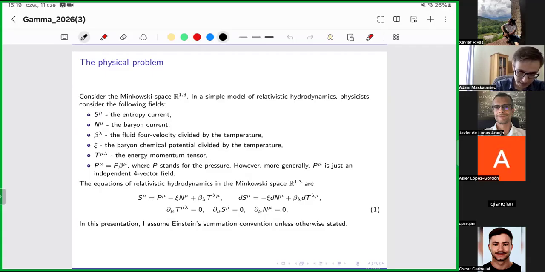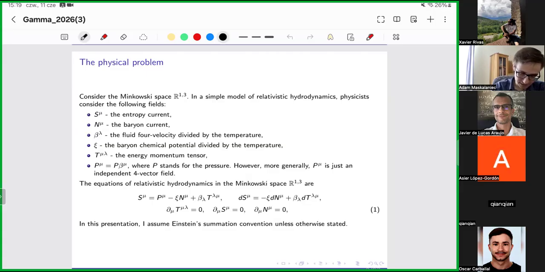The next tensor, beta lambda, is the fluid four-velocity divided by the temperature. It is convenient to use such a convention that we don't use this fluid velocity explicitly, because then our equations will look more similar to the K-contact ones we would like to analyze. So I'm already using this formulation in order to be closer to this K-contact formalism. This psi is the chemical potential of our particles, again divided by temperature.